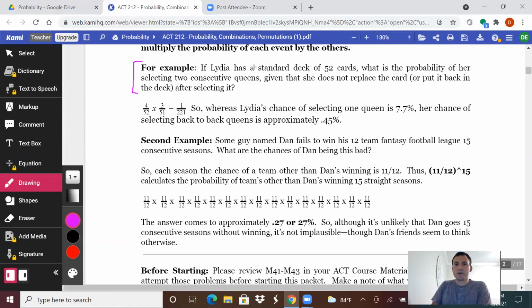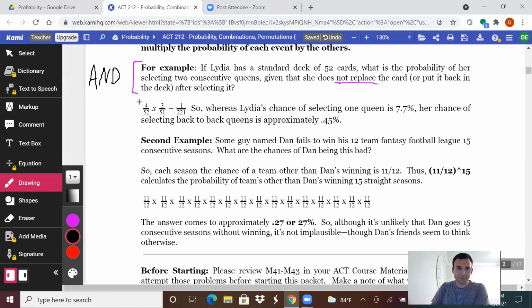Okay. So if Lydia has a standard deck of 52 cards, what is the probability of her selecting 2 consecutive queens, given that she does not replace the card, meaning put it back in the deck after selecting it? So you always want to pay attention to whether or not the card or the marble, whatever it may be, gets put back into the deck or the bag. So she's doing 2 things in a row, and this is an AND situation. Feel free to pause the video if you think you can get this one. This is an AND situation because we want to select a queen and we want to select another queen. So it's a probability of multiple events.